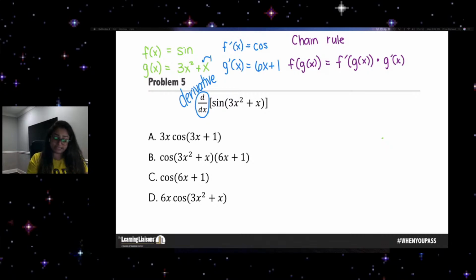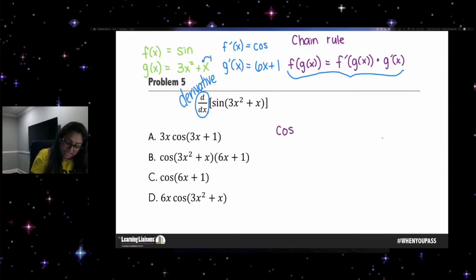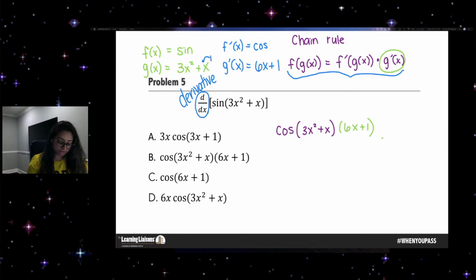So now I'm going to plug it in based on what I know over here. I'm going to have f prime, which is cosine, and put that times g of x, which is 3x squared plus x. Then I'm going to multiply it by my g prime of x, which is 6x plus 1. Then I'm going to look for answer choices that look like that. 3x is not what we multiply on the outside. This looks like a great contender. C is missing the 3x squared plus x. And this is close, but no cigars. It's missing the plus 1. So our answer here is 100% going to be B.